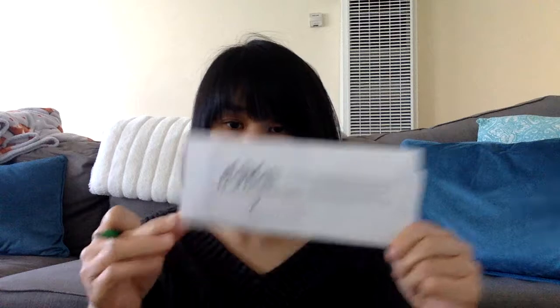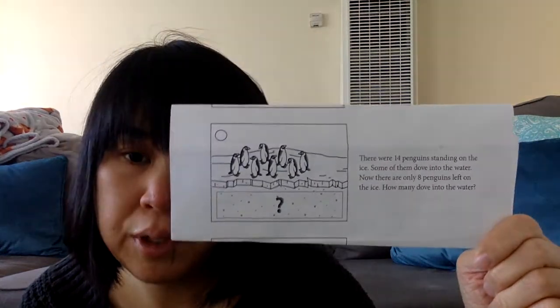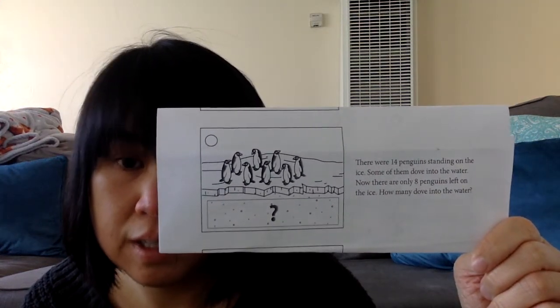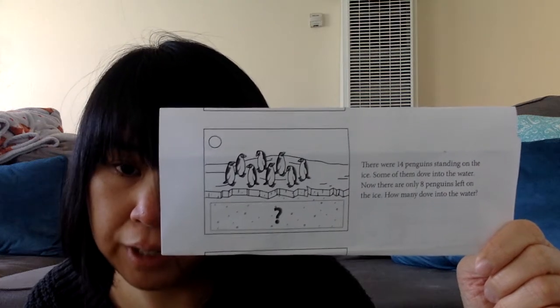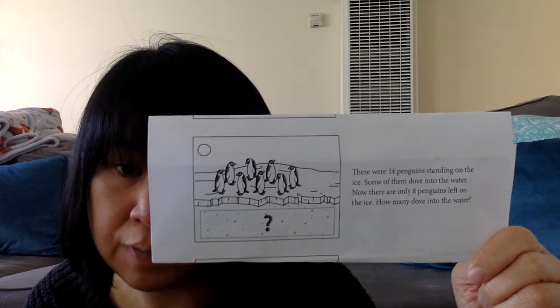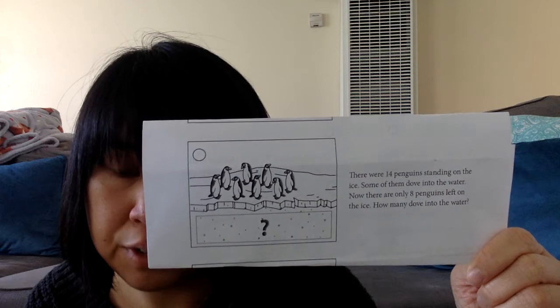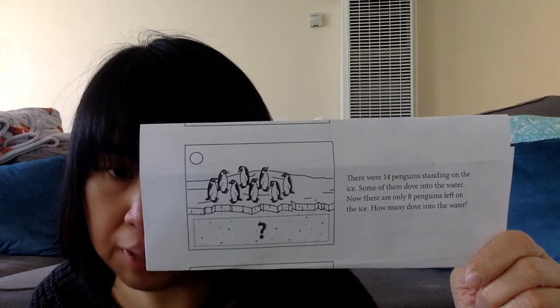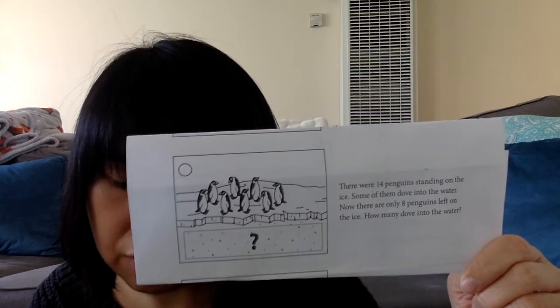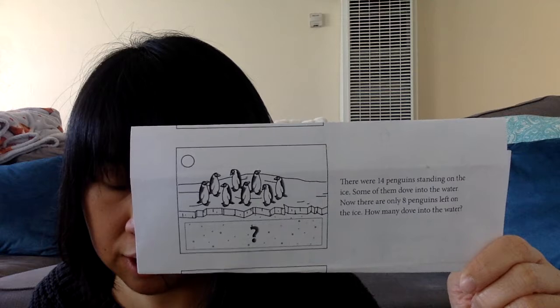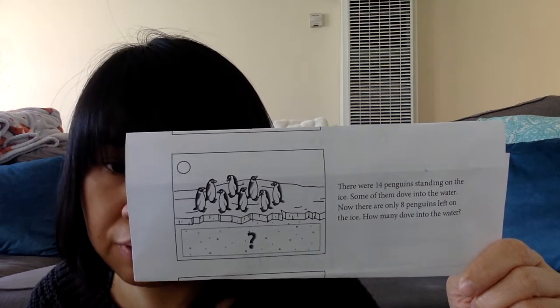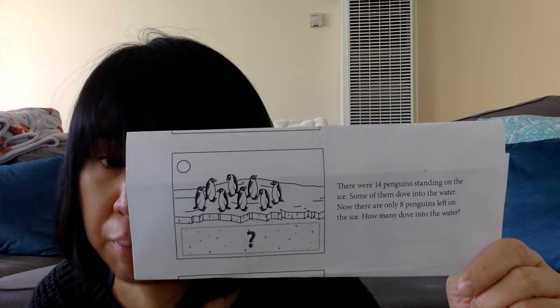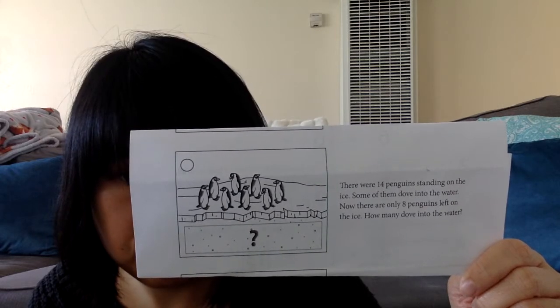Let's look at our next story problem. So it says, there were 14 penguins standing on the ice. Some of them dove into the water. Now there are only 8 penguins left on the ice. How many dove into the water? So, one more time. This time we're paying attention to the numbers and we're paying attention to special words. We're listening for some, we're listening for left, we're listening for how many, we're listening for numbers.